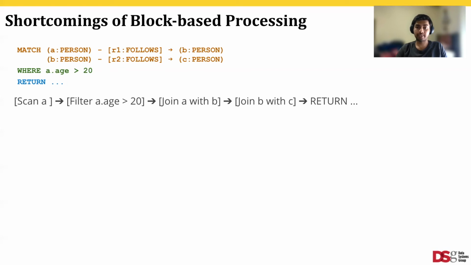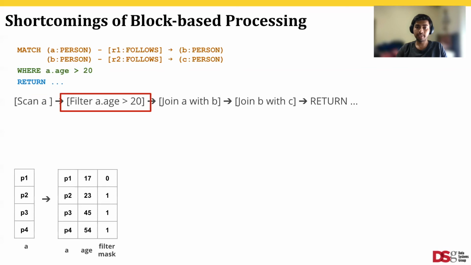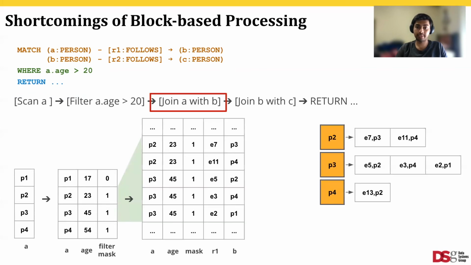The block-based processor starts with a single vector with all person node IDs. It then reads the age column and performs the filter sequentially. The result of the filter is stored in a bit mask vector. It will then join all nodes in vector A to the elements of their forward adjacency list by copying them into vectors R1 and B.